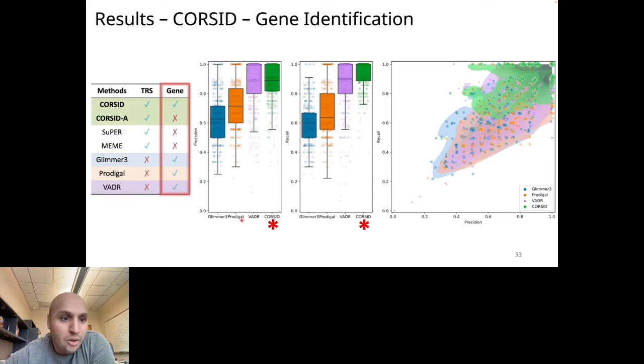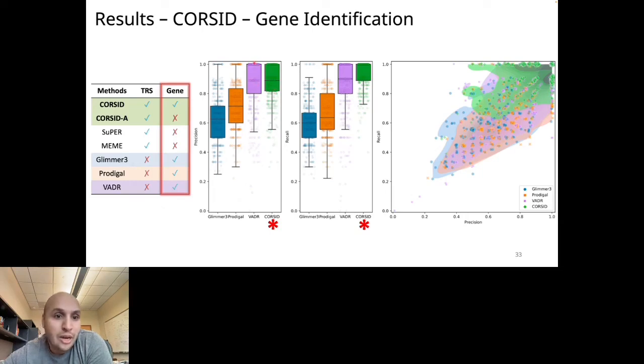So Glimmer and Prodigal are relatively old methods, and they're more used for metagenomics and bacterial genomes. VADR is a more recent method, and it's specifically designed for viral sequences. So you can see that VADR actually performs better. And it's no surprise, as there were 50 coronavirus genomes that VADR actually used in their training. So it's highly geared towards viral genomes, and in particular also coronaviruses.